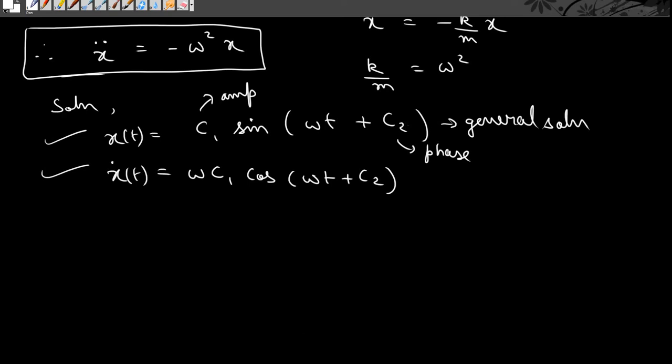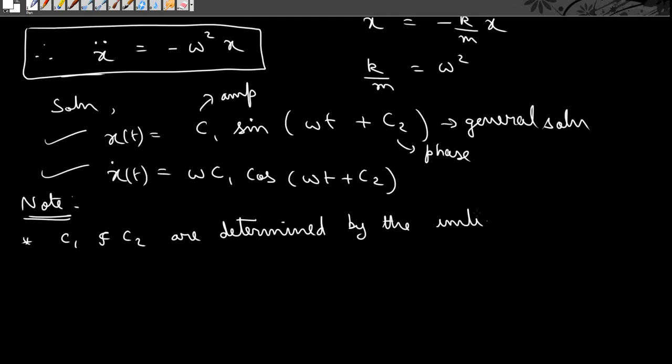Okay. So now let us do some observation. Let us stare at these and come up with some observation. So note, first of all, C1 and C2 are determined by the initial conditions.